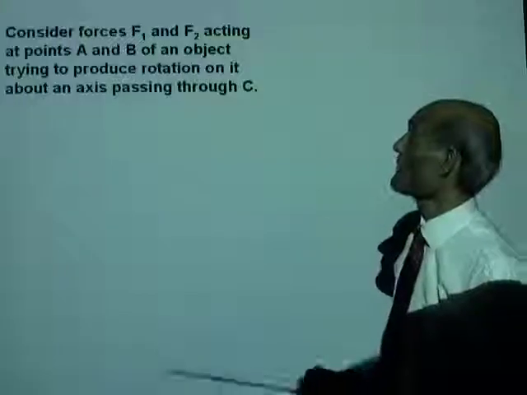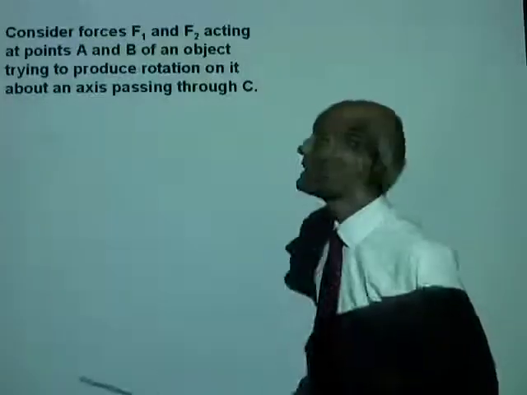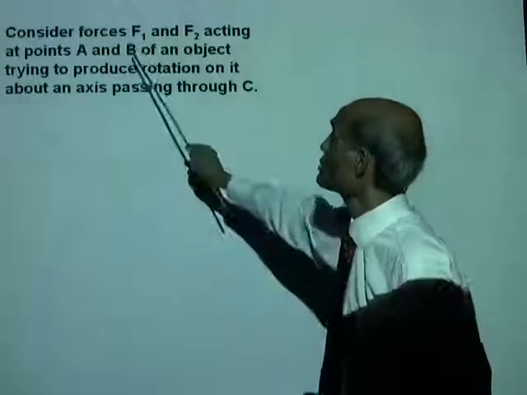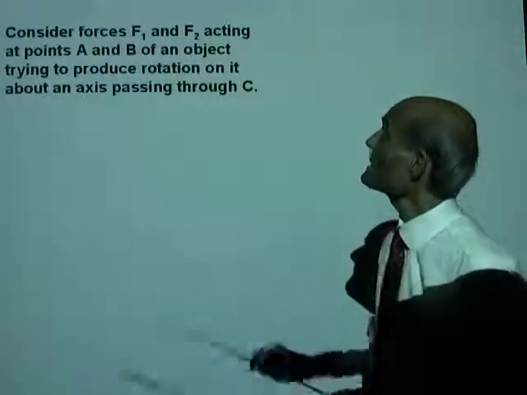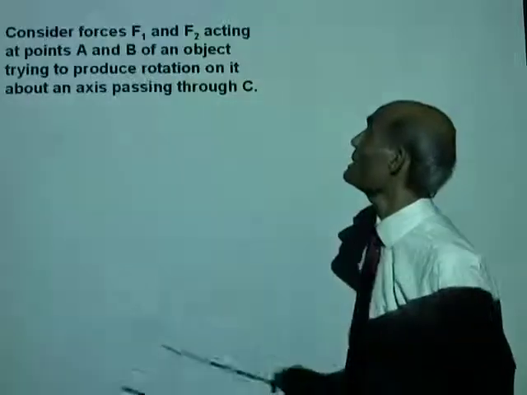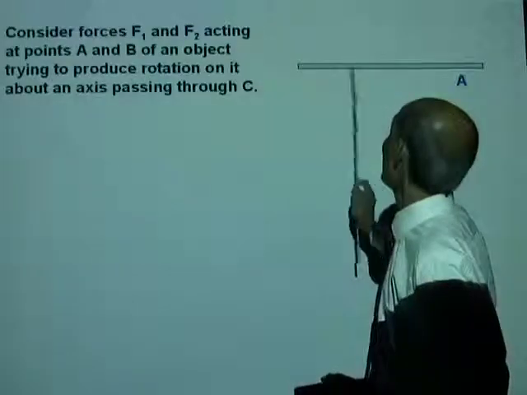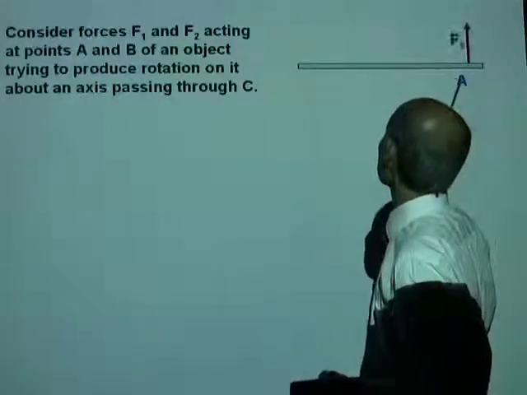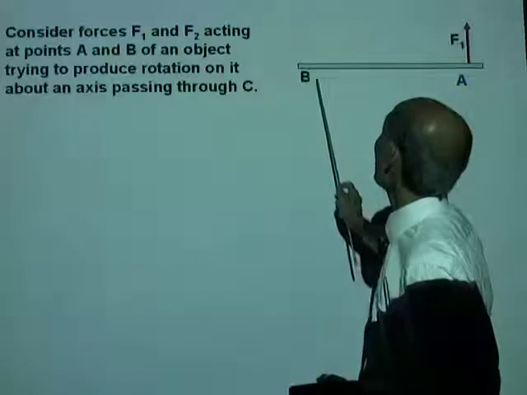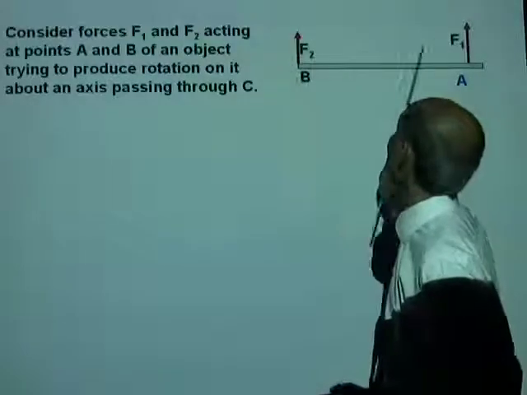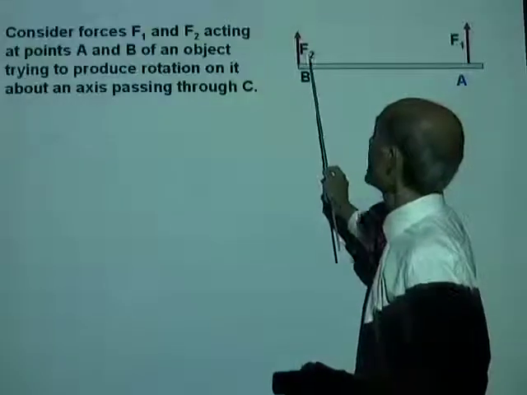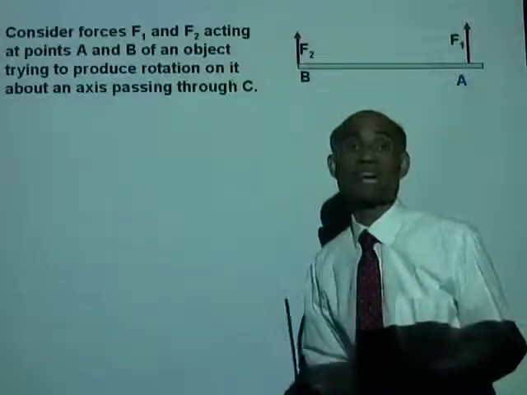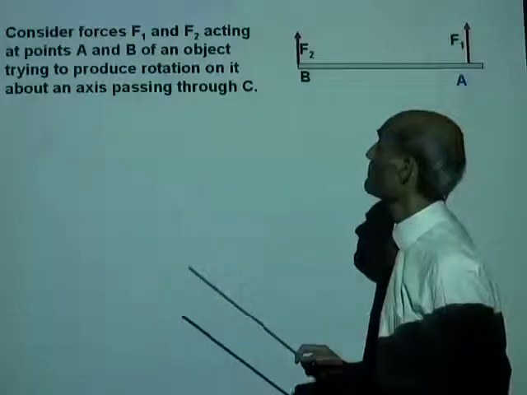Alright, let's talk about rotation for a while. Consider forces F1 and F2 acting at points A and B of an object. Here is an object, this is point A and this is point B. F1 is acting at point A and force F2 is acting at point B.